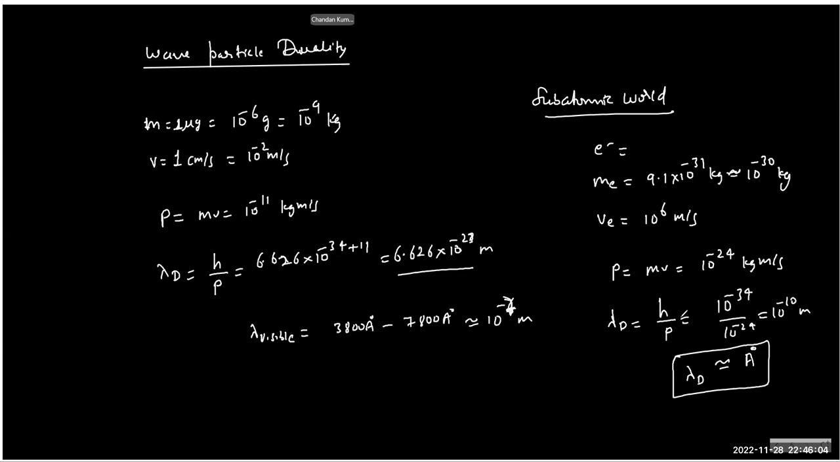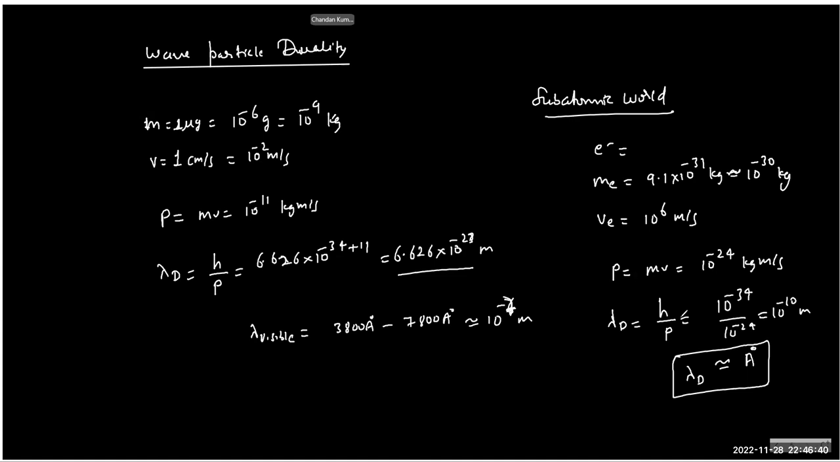The moment you enter the subatomic world, the de Broglie wavelength comes into the range of observation that humanly we can detect or observe. And that is why electron diffraction or electron interference is a very famous phenomenon. It's a very commonly observed phenomenon. So electrons exhibit interference and diffraction because the wave character is within the observable limit.